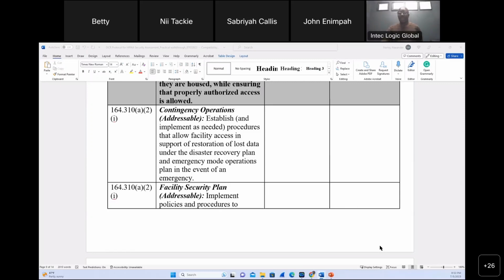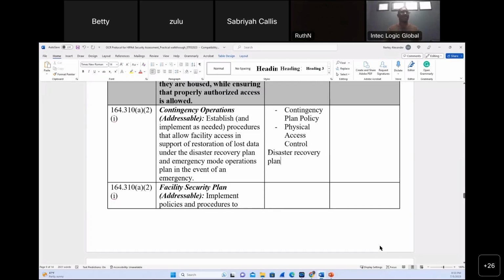Contingency plan. Zulu, what else? Facility access policy. Facility access, very good. That is the same as the physical access control policy. I agree with you, right? Ruth, you wanted to add more to it? I also think you can find some of it in the disaster recovery plan, right? Yes. Because everything should be laid out in that plan on how to recover. I agree with you guys.